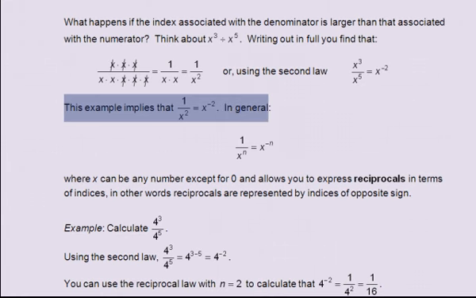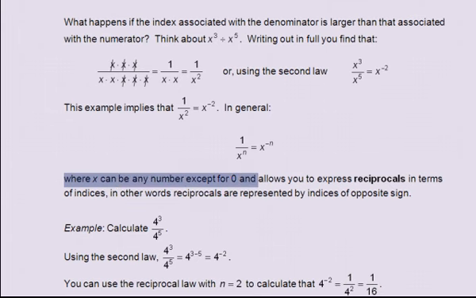In general, 1 over x to the power n is equal to x to the power minus n, where x can be any number except for 0, and allows you to express reciprocals in terms of indices. In other words, reciprocals are represented by indices of opposite sign.